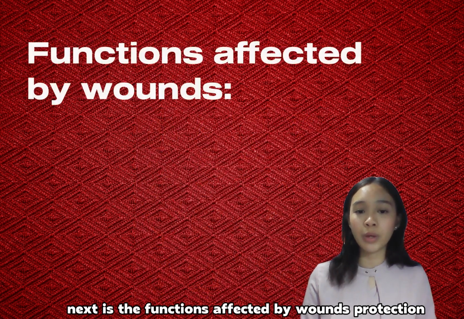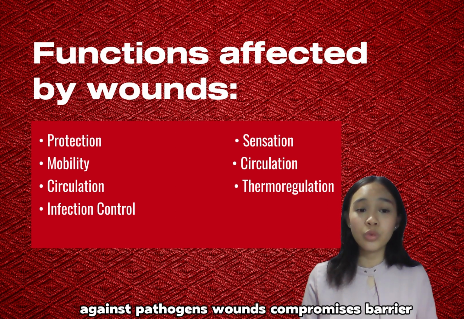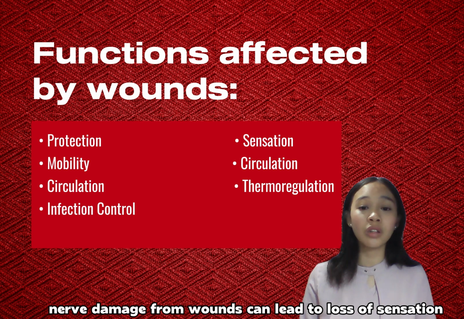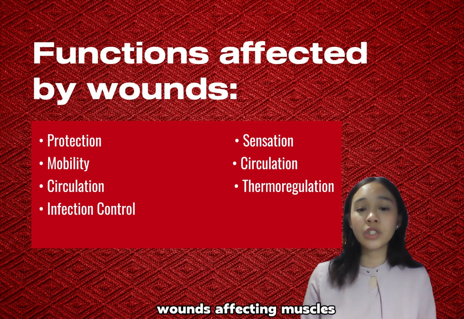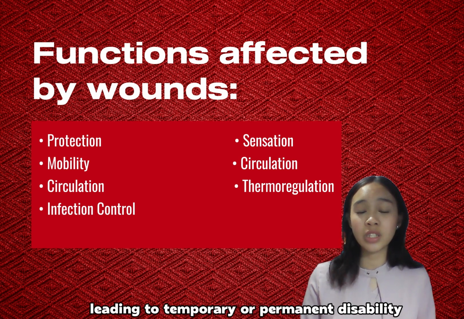Next is the functions affected by wounds. Protection. The skin serves as the body's first line of defense against pathogens. Wounds compromise this barrier, increasing infection risk. Sensation. Nerve damage from wounds can lead to loss of sensation, affecting the ability to feel pain, temperature, and touch. Mobility. Wounds affecting muscles, tendons, or joints can impair movement, leading to temporary or permanent disability.